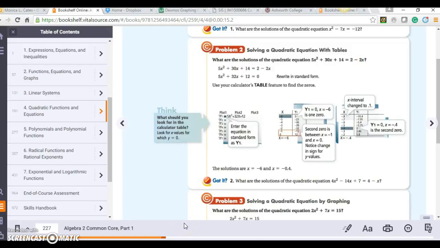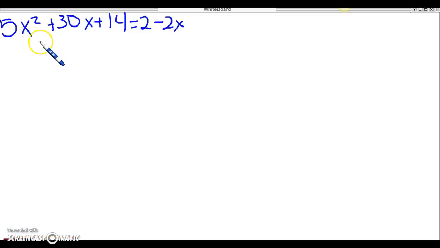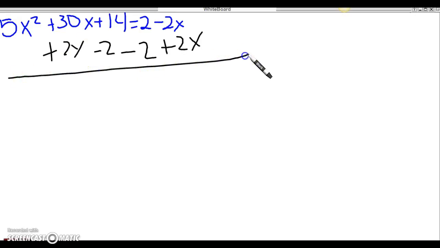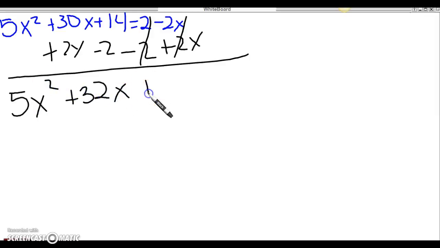I've written it here on my whiteboard. I have 5x squared plus 30x plus 14 equals 2 minus 2x. So the first thing that I'm going to do, instead of setting up a quadratic in a linear equation, I'm just going to solve for 0. So I'm going to first subtract 2 from both sides, and I'm going to add 2x to both sides. So that it crosses out over here, and I get 5x squared plus 32x plus 12 equals 0.